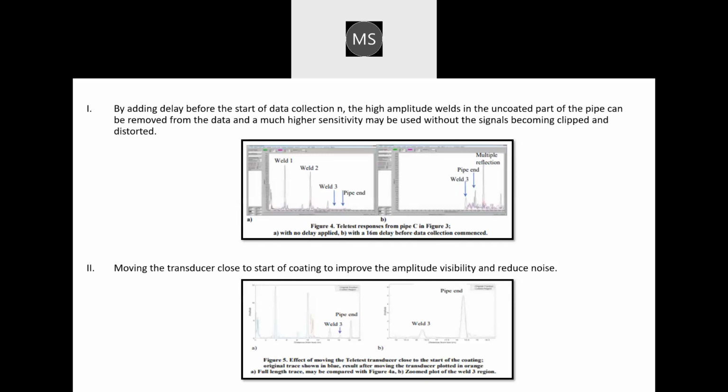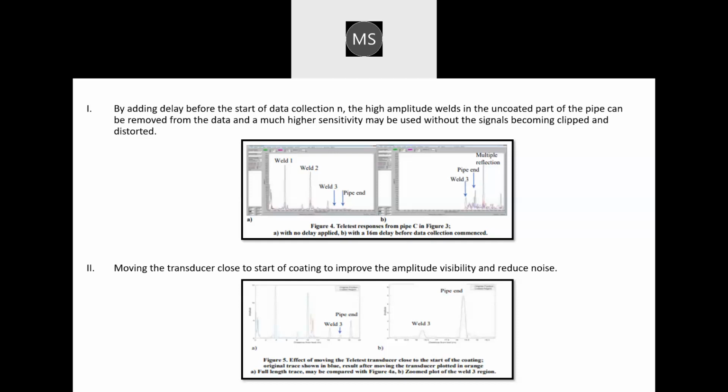So by adding delay before the start of data collection, the high amplitude signals in the uncoated part of the pipe can be removed from the data, and much higher sensitivity may be used without the signals becoming clipped and distorted. So in figure 4, we can see the left side, which is a test run with no delay applied, and the right side is a test run with a 16-minute delay before data collection commences.